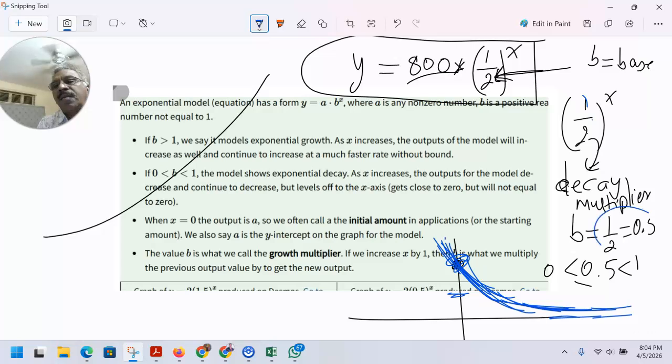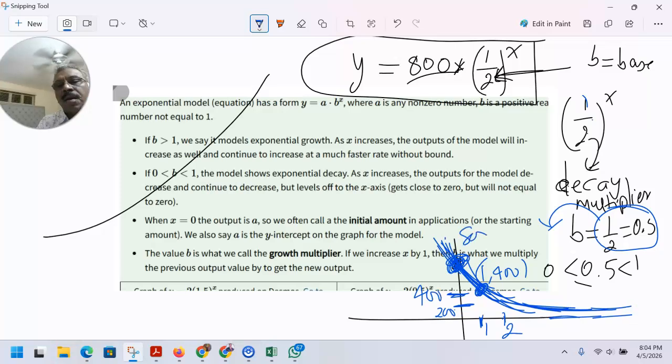So it starts at 800, and then becomes half. Now, what is the meaning of this? B is half, a decay factor, means if this was 800 in the beginning, at 1 it becomes half of 800, which is 400. Then at 2, it is 200. See? This is 800, this is 400. Half of 400 is 200. And then if you take 3, it becomes 100. So this is called the exponential decay function equation.